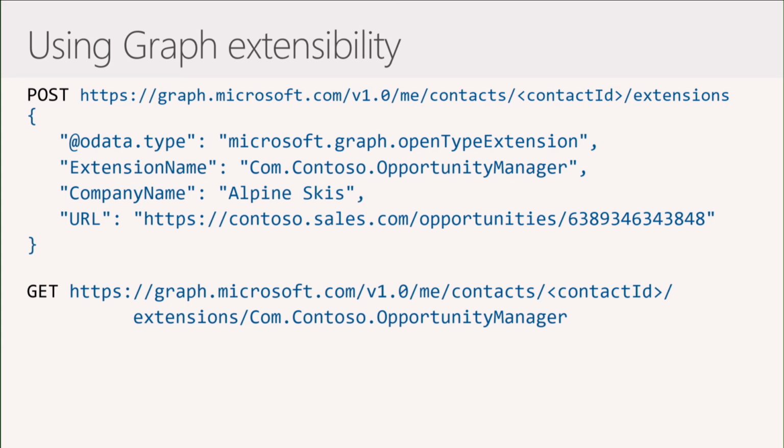And when I want to get that data back, it's really very, very simple indeed. I just use that extension name as the key into the extensions collection, and I'll just get those two properties back in the response, a simple JSON packet with company name and URL. So it's drop dead simple to put a link back to your data in there.